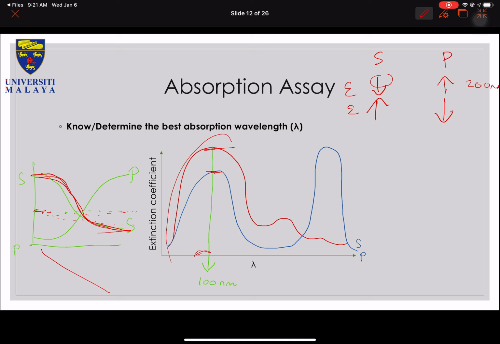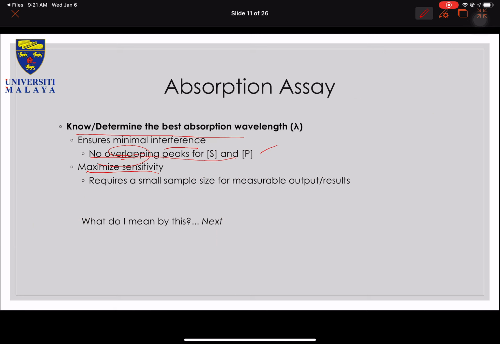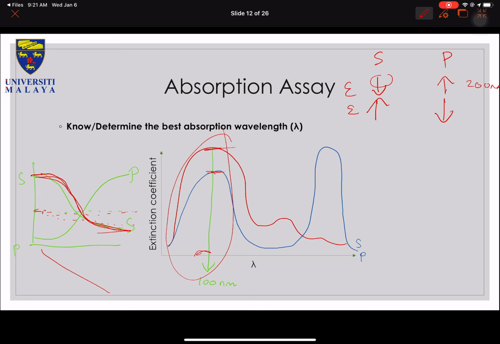If you choose this wavelength at 100 nanometer, the sensitivity is lower, because the molar extinction coefficient for both substrate and product are high. Therefore it requires a small sample size. And when you maximize sensitivity, you can also reduce the initial concentration of your substrate and still get a reasonable amount of results. What do I mean by that? I've drawn it already, so we'll skip.